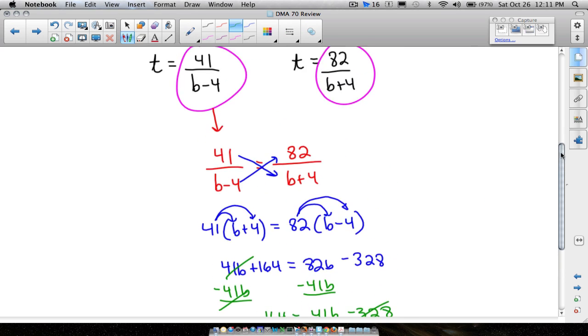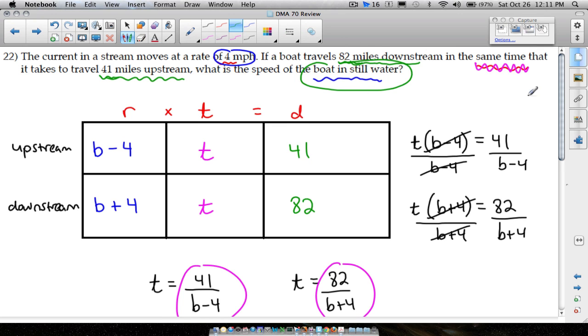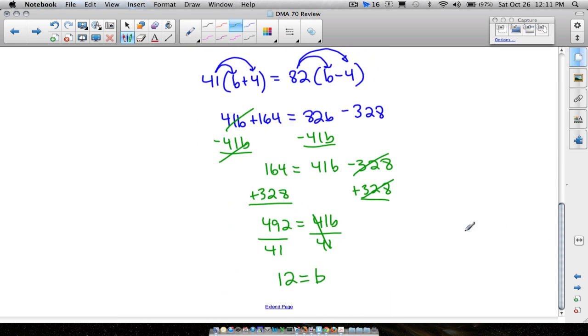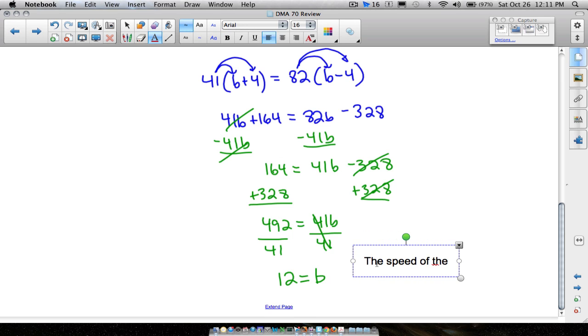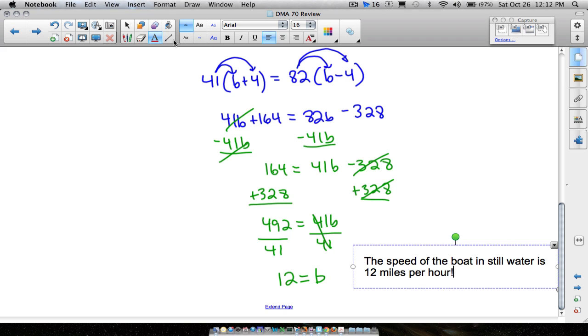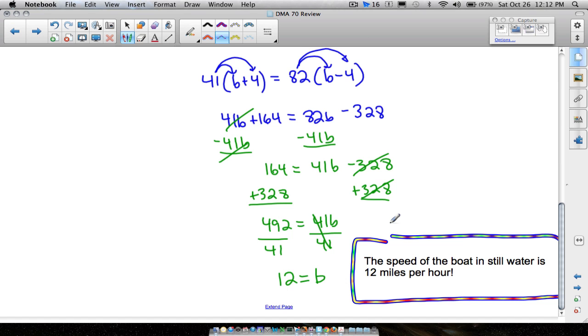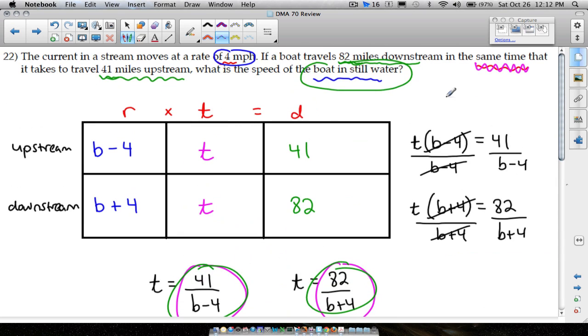The whole point was to find b, the speed of the boat in still water. So I got t by itself in both of these equations, which gave us equations that have b's in them. And that's the whole point of this, because now we could solve for b. Therefore, our answer is the speed of the boat in still water is 12 miles per hour. That's the answer. We're done with the problem, but you know me, I'm going to explain it a little bit more. If you understand it, you're good. Go on to the next problem, but I do want to talk about it a little bit more in depth.